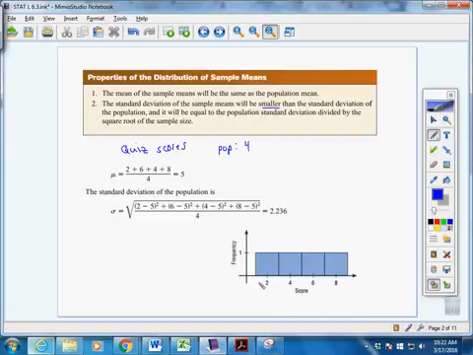If you look here, if we were to make a frequency distribution of our 4 quiz scores, who scored 2? One student did. Who scored 4? One student. Who scored 6? One student. Who scored 8? One student. So it doesn't really look like a standard normal distribution. It's called a uniform distribution.